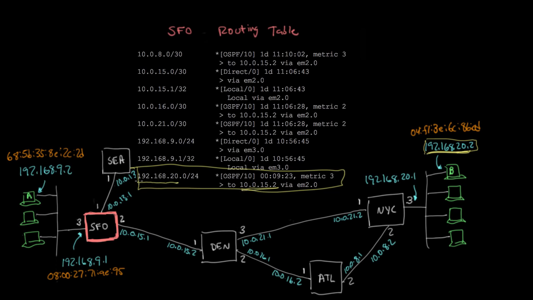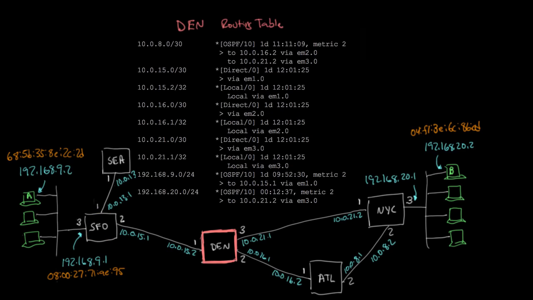It says to get to 192.168.20/24, that prefix, go to 10.0.15.2, which is right here, via EM2. So it's interface 2. So it's saying take that packet and send it out this direction towards Denver to this 10.0.15.2 address. So now that the packet has arrived at Denver, Denver is going to look at it and do the same thing. It's going to look in its routing table for a matching prefix.